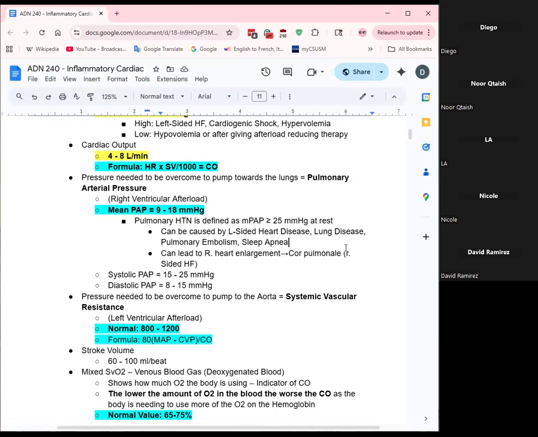And something to note is that whenever you have chronic pulmonary hypertension, that can then lead to enlargement of the right side of the heart, because the right side of the heart is struggling to get blood through, so it hypertrophies in order to compensate. So now you're putting a lot of stress on the right side of the heart. That can lead to right-sided heart failure, which is also called cor pulmonale.